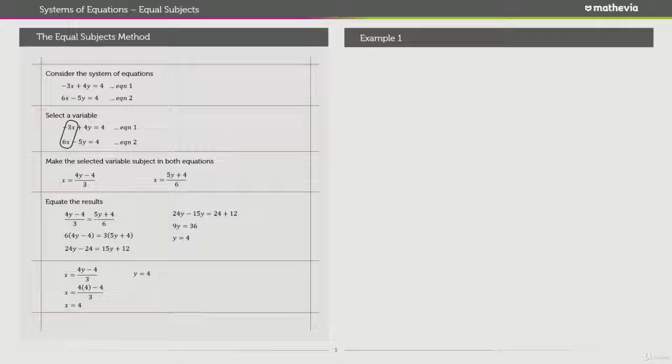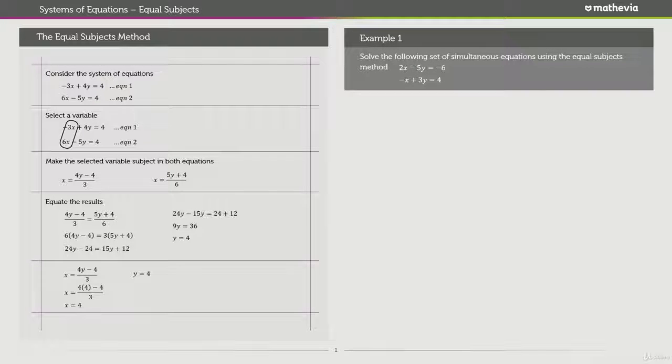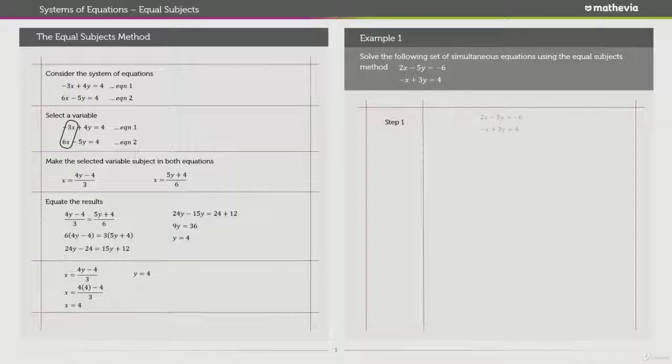Okay, so let's go ahead and solve an example. We're going to do just one example. We have to solve the following system of equations using the equal subject method: 2x minus 5y equals minus 6 and minus x plus 3y equals 4. First we're going to label them equation 1 and equation 2, and then we're going to select a variable. In this case we're going to be working with x.